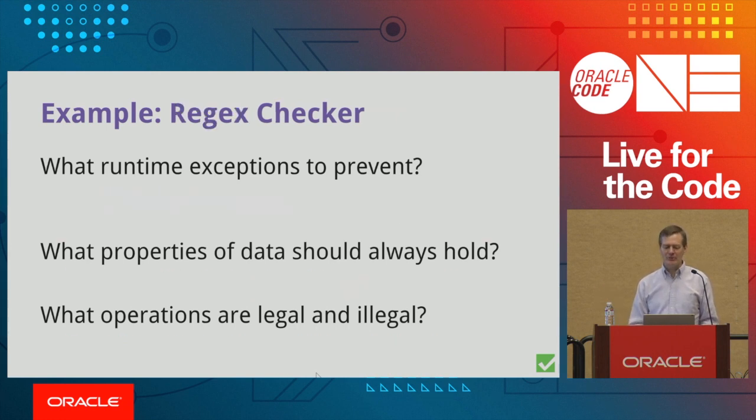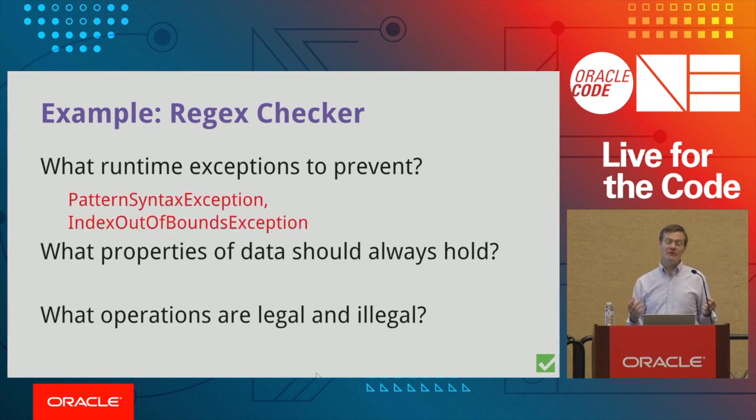Here's another example, the regular expression checker. What were the runtime exceptions we were trying to prevent? There were 2 of them. Yeah, that the format should be correct and that the group should be correct. So we don't want to have a pattern syntax exception, and we don't want to have an index out of bounds exception due to regular expressions. So how do we divide all the data into parts? These are strings in this case. How do we divide strings into groups?